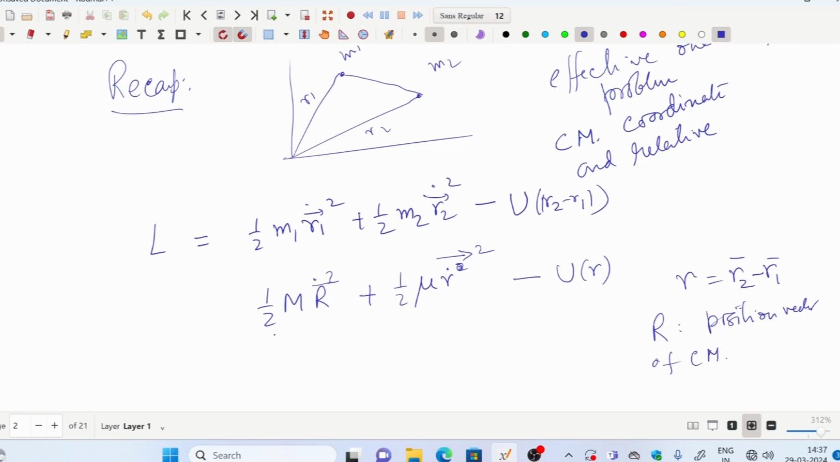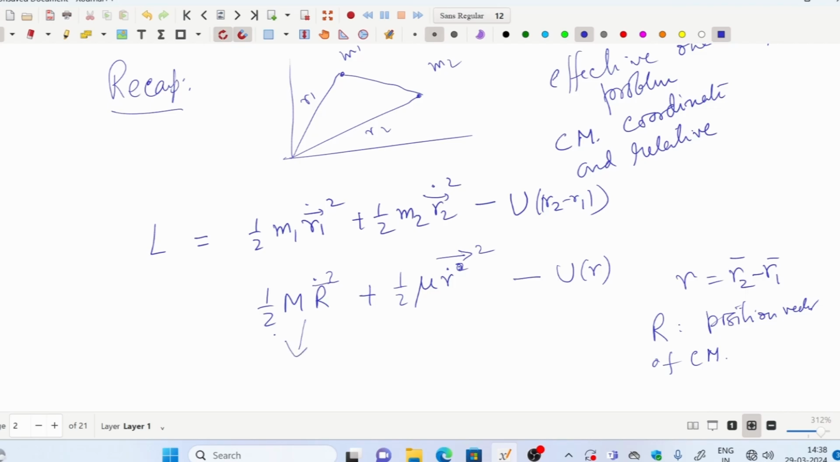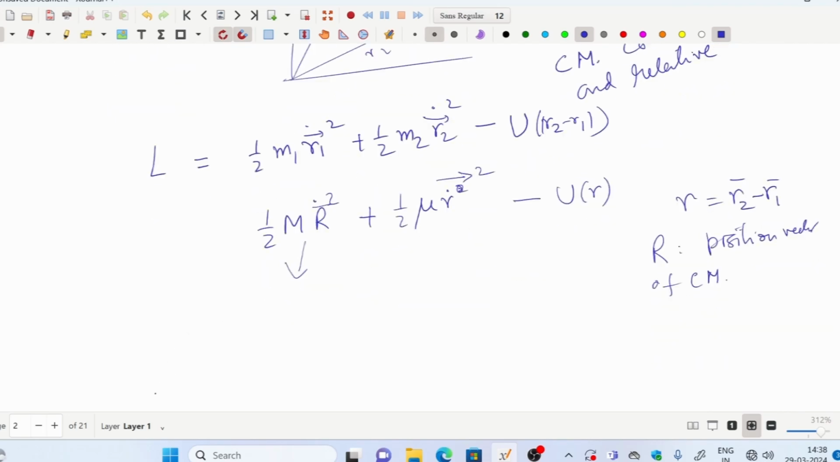But now you can look at this Lagrangian. The center of mass is free to move because it is not appearing in the potential energy. So, the motion of the center of mass is just a free motion, which is not interesting. So, we will only focus on the relative coordinate. I forgot to mention mu is the reduced mass of the system: 1 over mu is 1 over m1 plus 1 over m2.